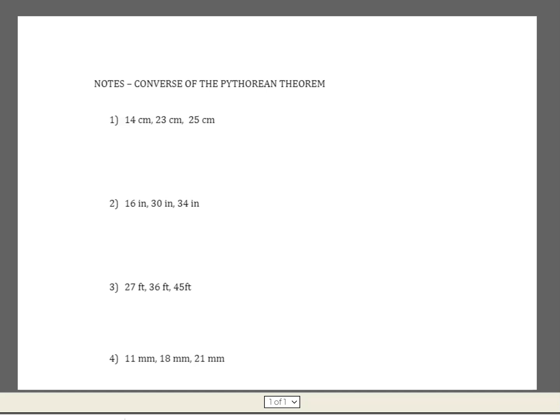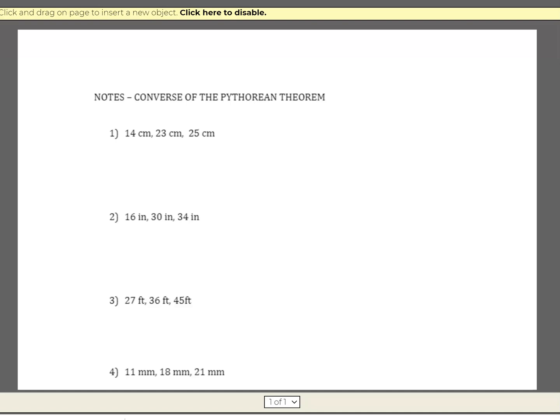Hey guys, so this next lesson should be very easy. If you see right here, it is the converse of the Pythagorean theorem. So all you need to know for this one is to remember that the C is the biggest side. That C is the biggest side.